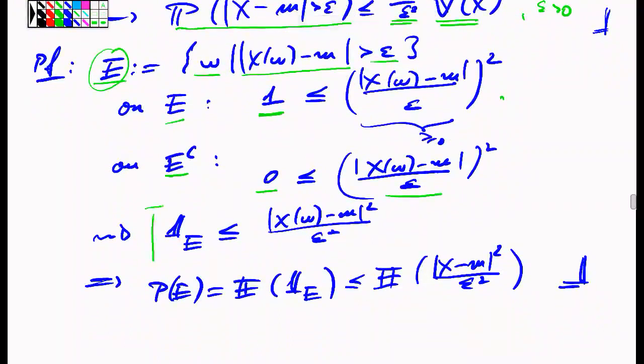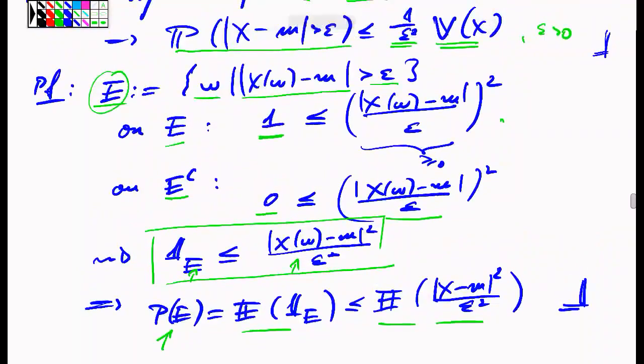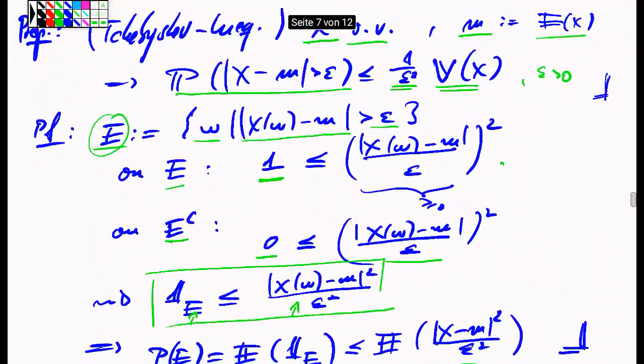So in total, this indicator function is bounded from above by this ratio everywhere, and hence we may also have the same relation for the integral, because the expectation as an operation is monotone. So hence the expected value of this indicator function is bounded from above by the expectation of the corresponding right-hand side. If we write out what that means, the probability, namely the expectation of the indicator, is bounded from above by the expectation on the right-hand side, and the expectation on the right-hand side is exactly the variance. That's the proof of the Tchebyshev inequality.